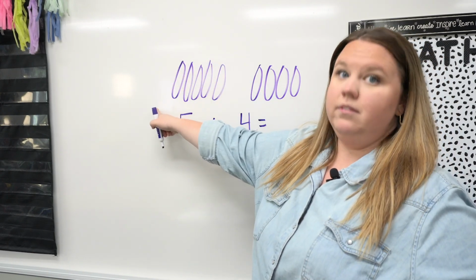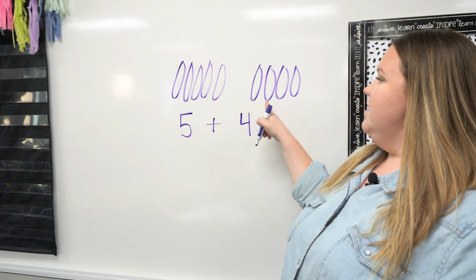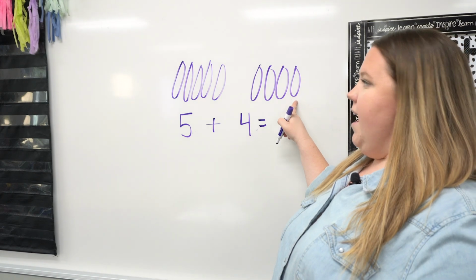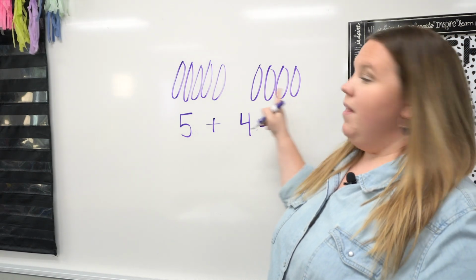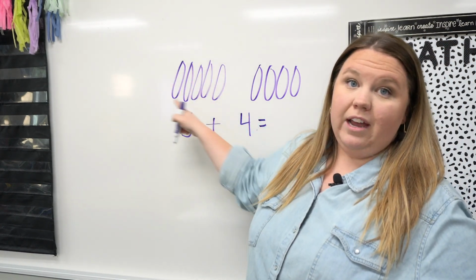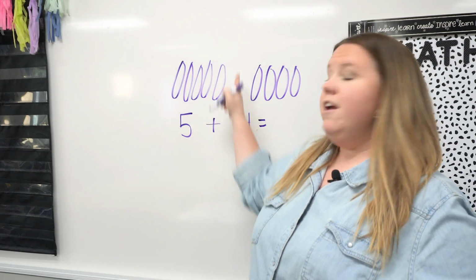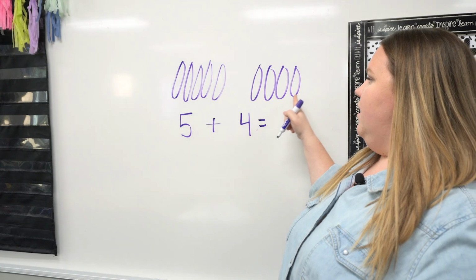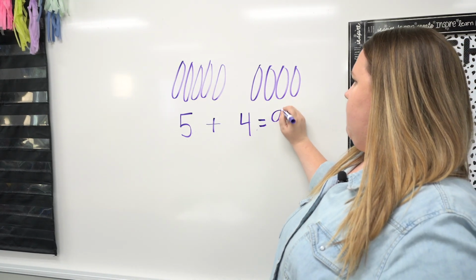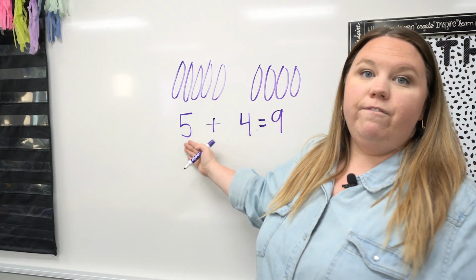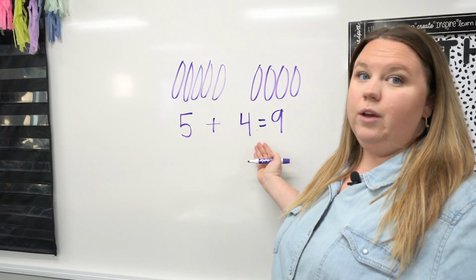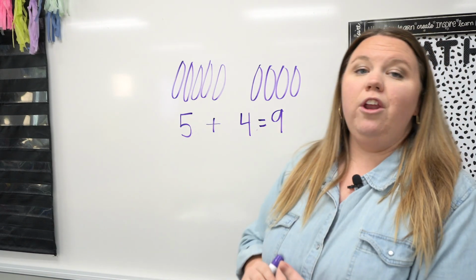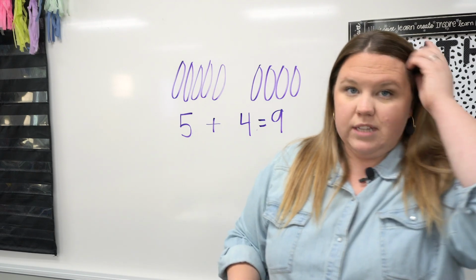5, 6, 7, 8, 9. I'm going to do that again. 5. I know there are 5 here because I wrote 5 there. 5, 6, 7, 8, 9. 5 plus 4 equals 9. So we know they found 9 pencils altogether.